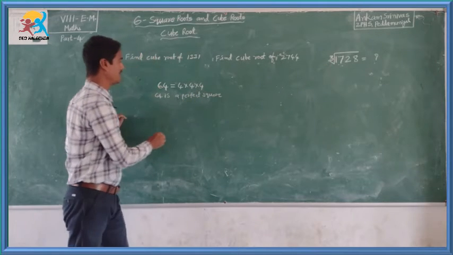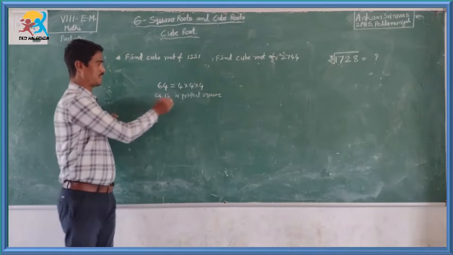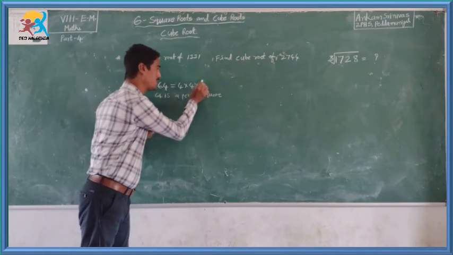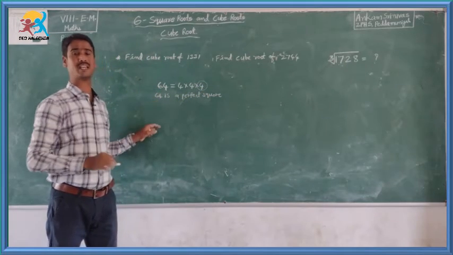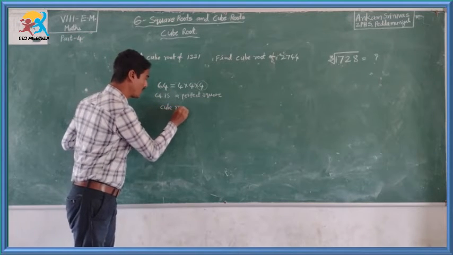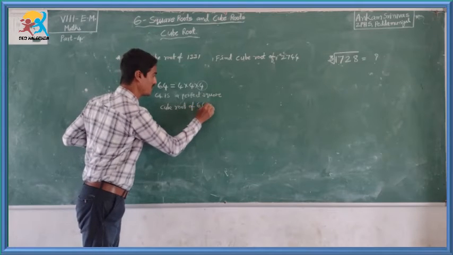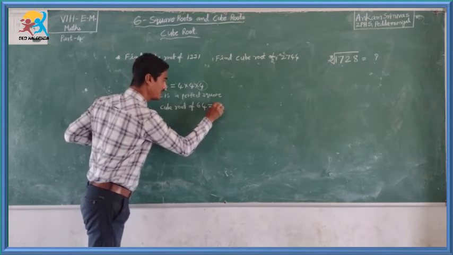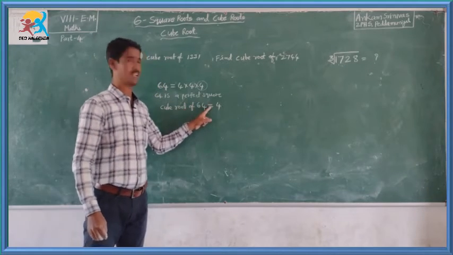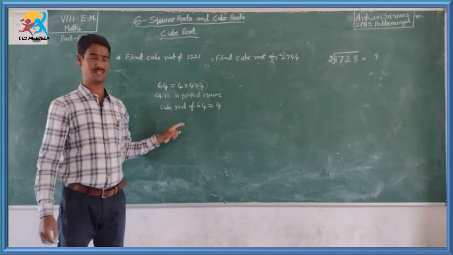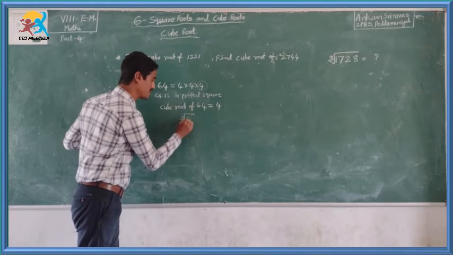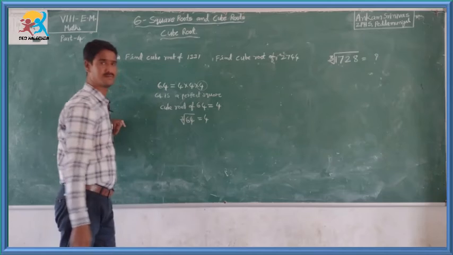So my dear children, now how to find the cube root? If a number is written as a product of 3 same numbers, one of those numbers becomes the cube root of the given number. So the cube root of 64 equals 4. Now we are going to learn the cube root of a given number. Symbolically we write the cube root of 64 equals 4.